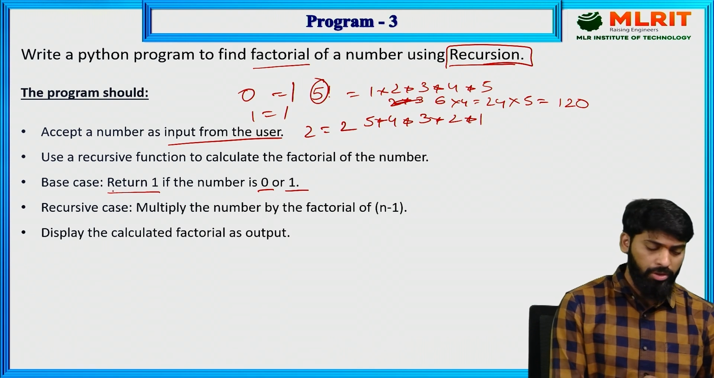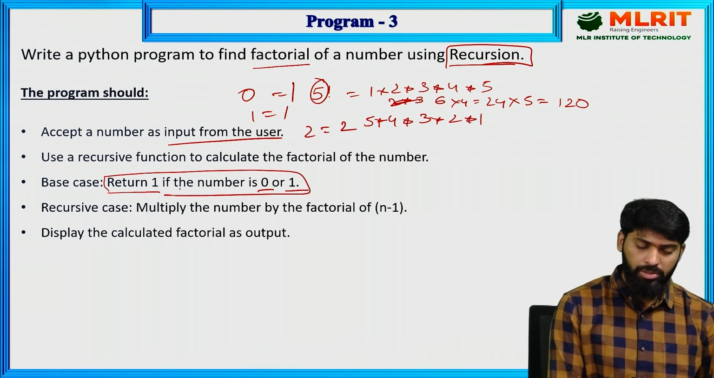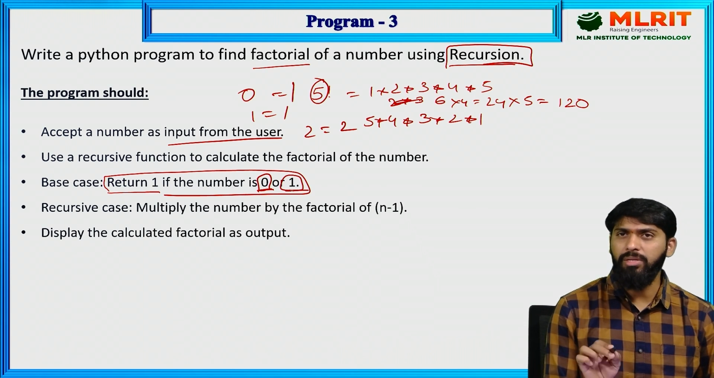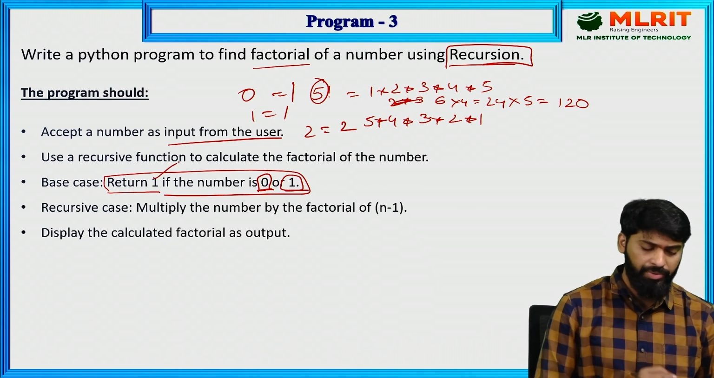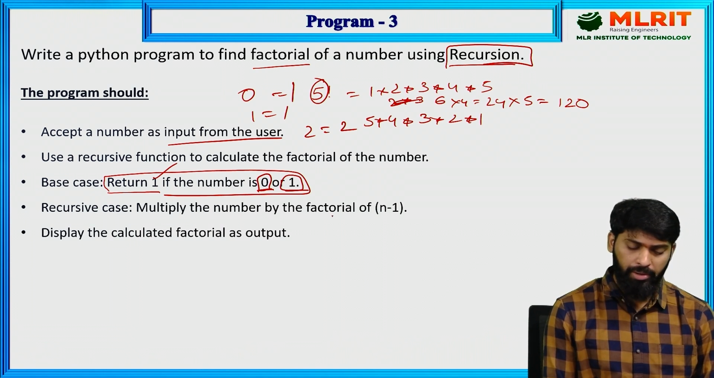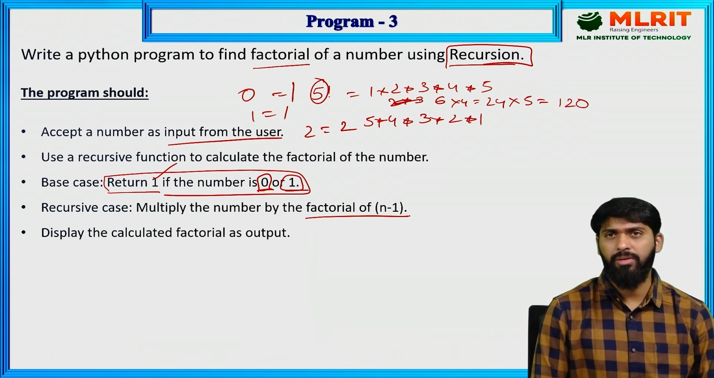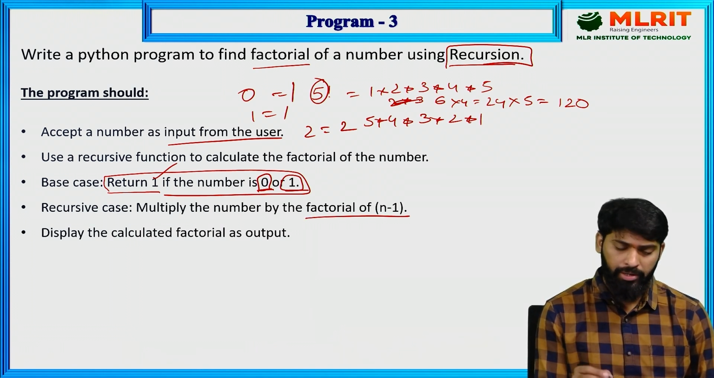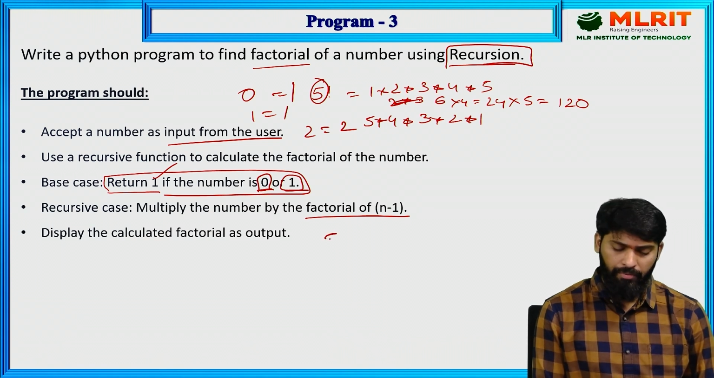So use this 0 or 1 as a base case. If the number is 0 or 1, then return 1 here. Recursive case: multiply the number by the factorial of n minus 1. What does it mean? For example, if I want to find the factorial of 5, it means 5 into 4 factorial.